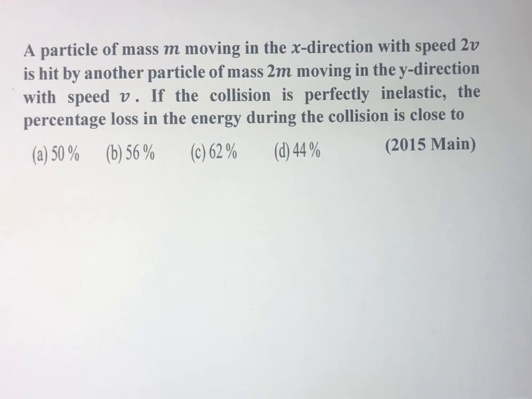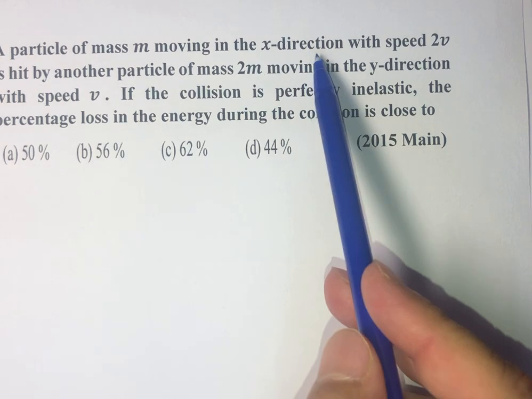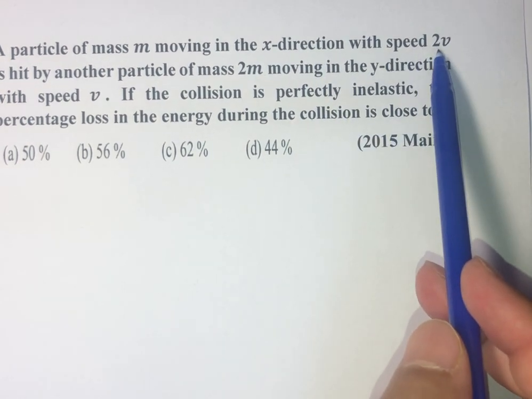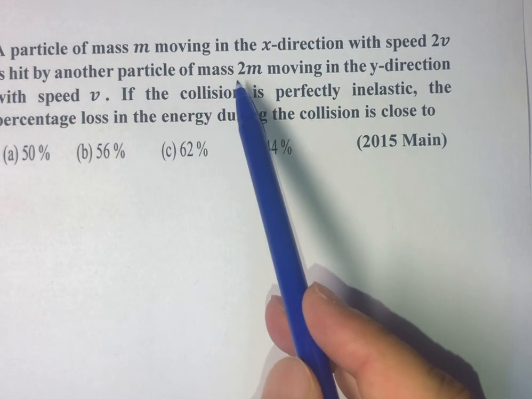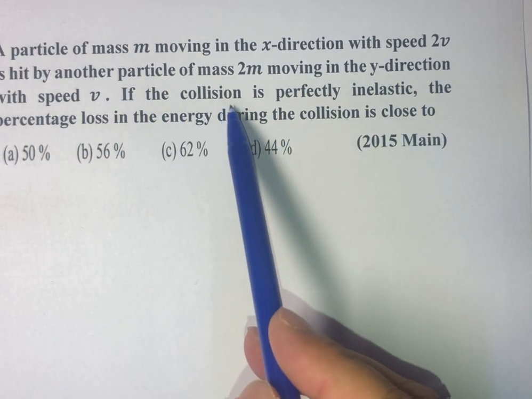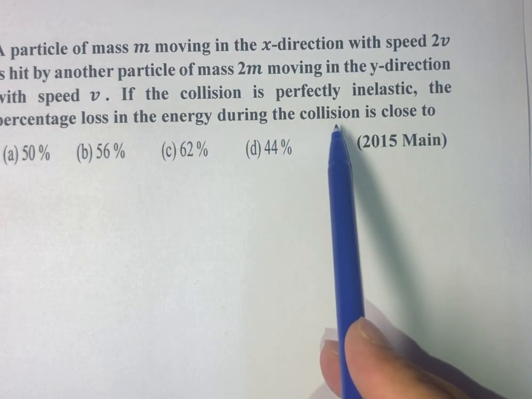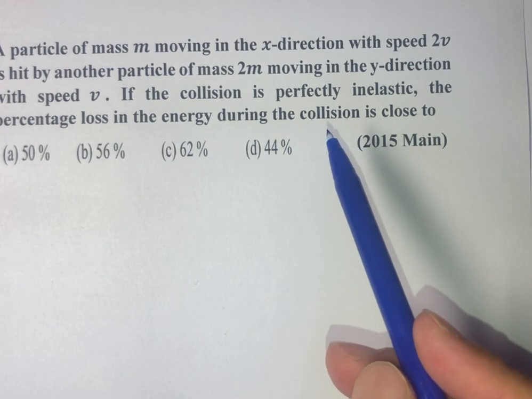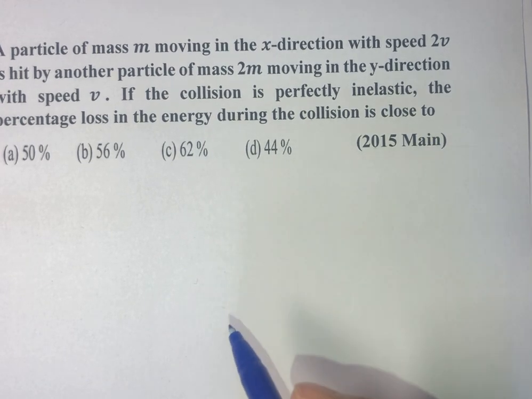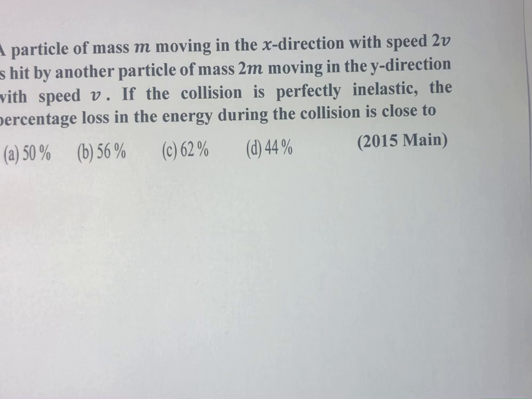Hello friends, in today's question, a particle of mass m moving in x direction with a speed 2v is hit by another particle of mass 2m moving in y direction with speed v. If the collision is perfectly inelastic, the percentage loss of energy during the collision is close to. So we have two particles, one is moving in x direction, another one is moving in y direction, and we are supposed to find out the energy loss when the collision is perfectly inelastic.